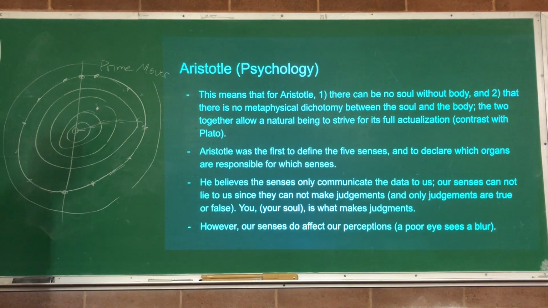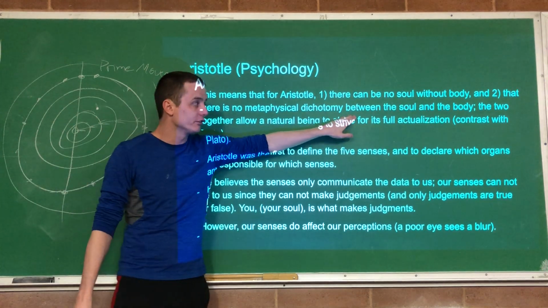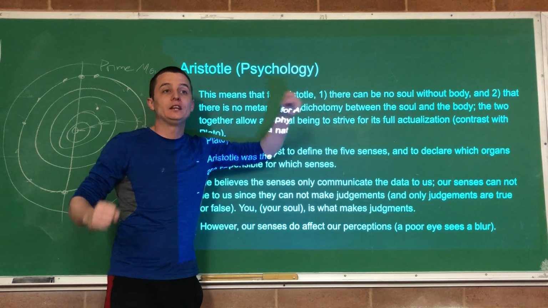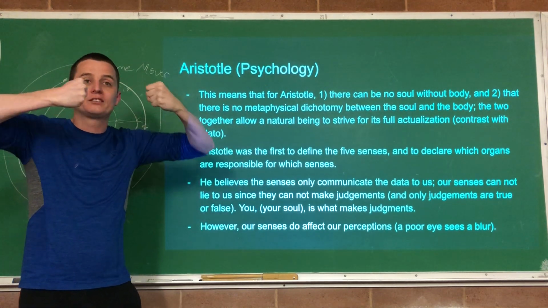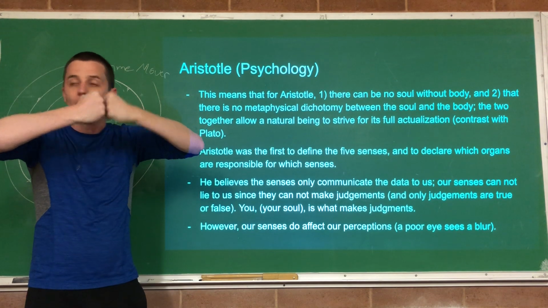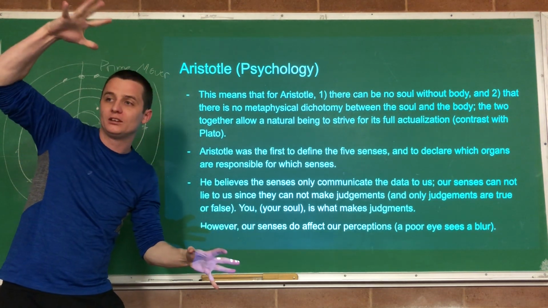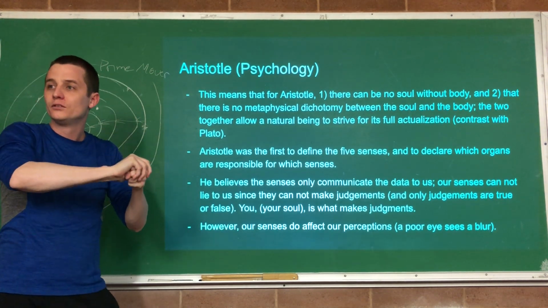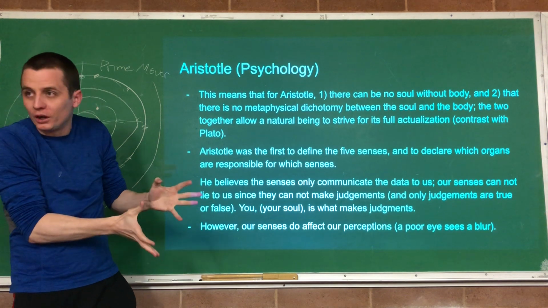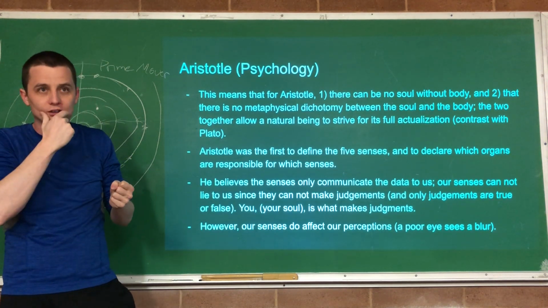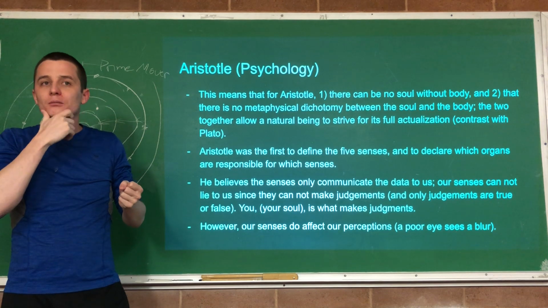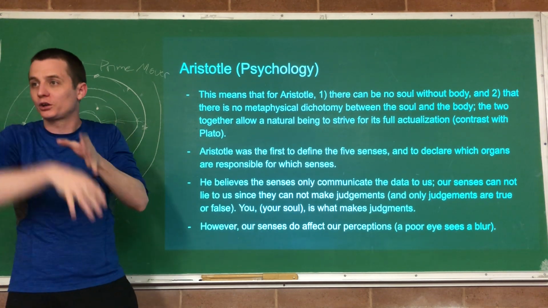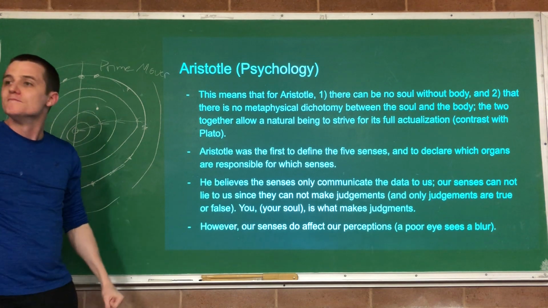This means that for Aristotle, one, there can be no soul without body, and two, that there is no metaphysical dichotomy between the soul and the body. If you get back to views like Plato's, it's somehow the body against the soul. You have the lower elements in you, you have the higher elements in you, and the lower elements need to subject themselves to the higher elements. The eviler part of you is the matter part of you. But the things in this universe are more evil, more corrupt versions of those perfect forms out there.